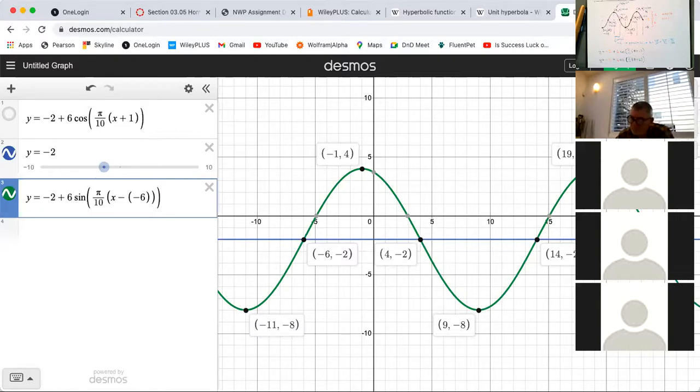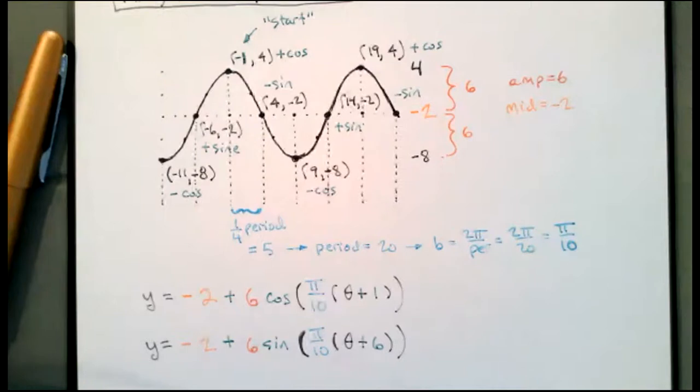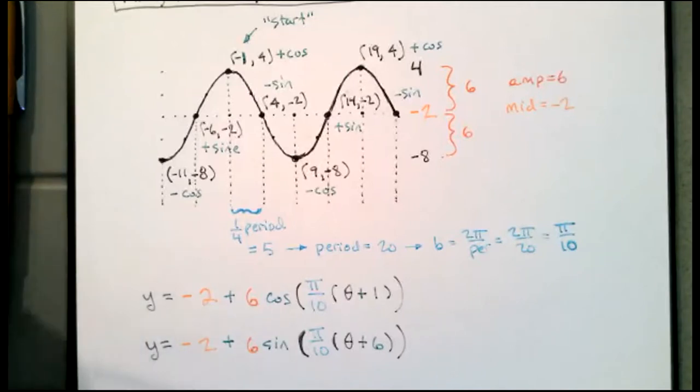So now we have two equations for this one graph. This is because the shape is always the same, and it goes on forever in both directions. We're just choosing different points to be the start, to be what we're deciding for where the horizontal shift should be.